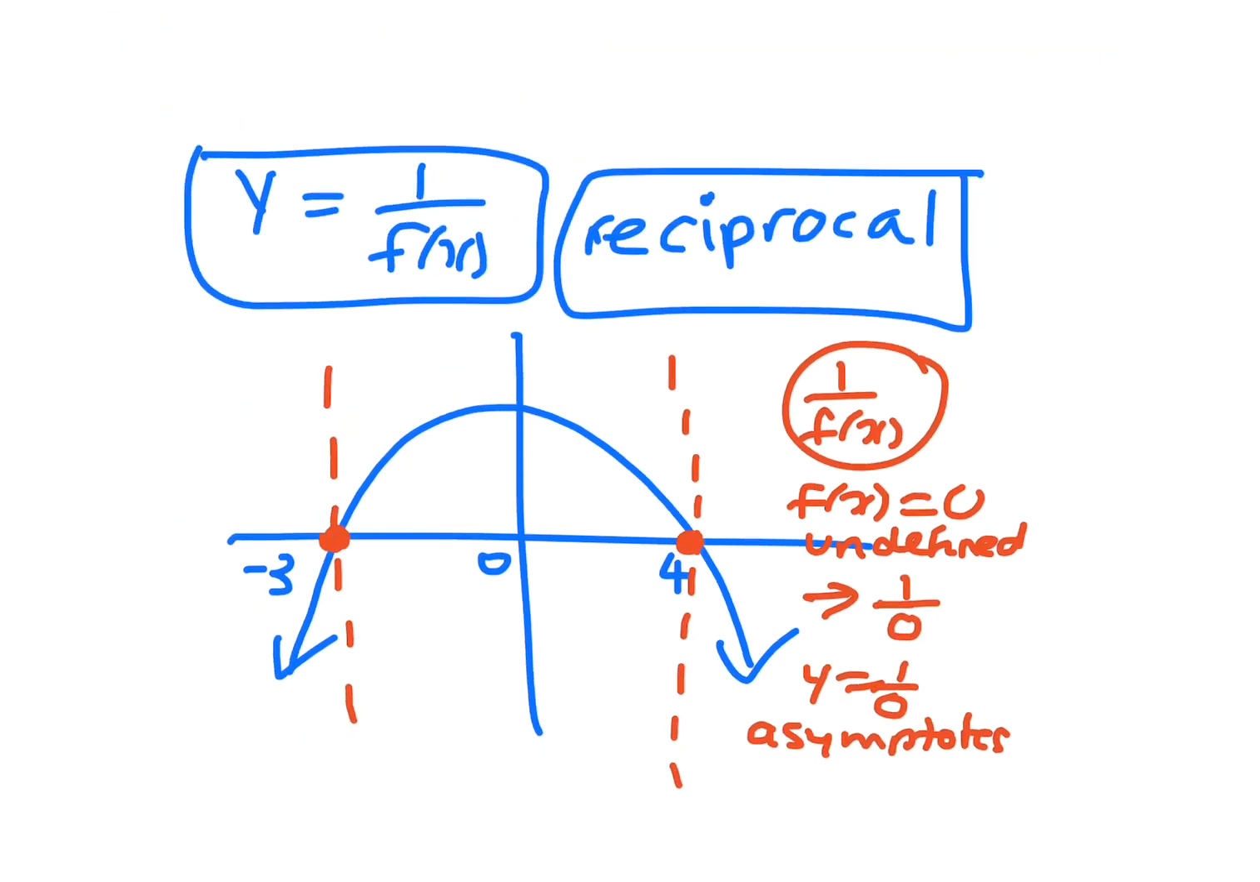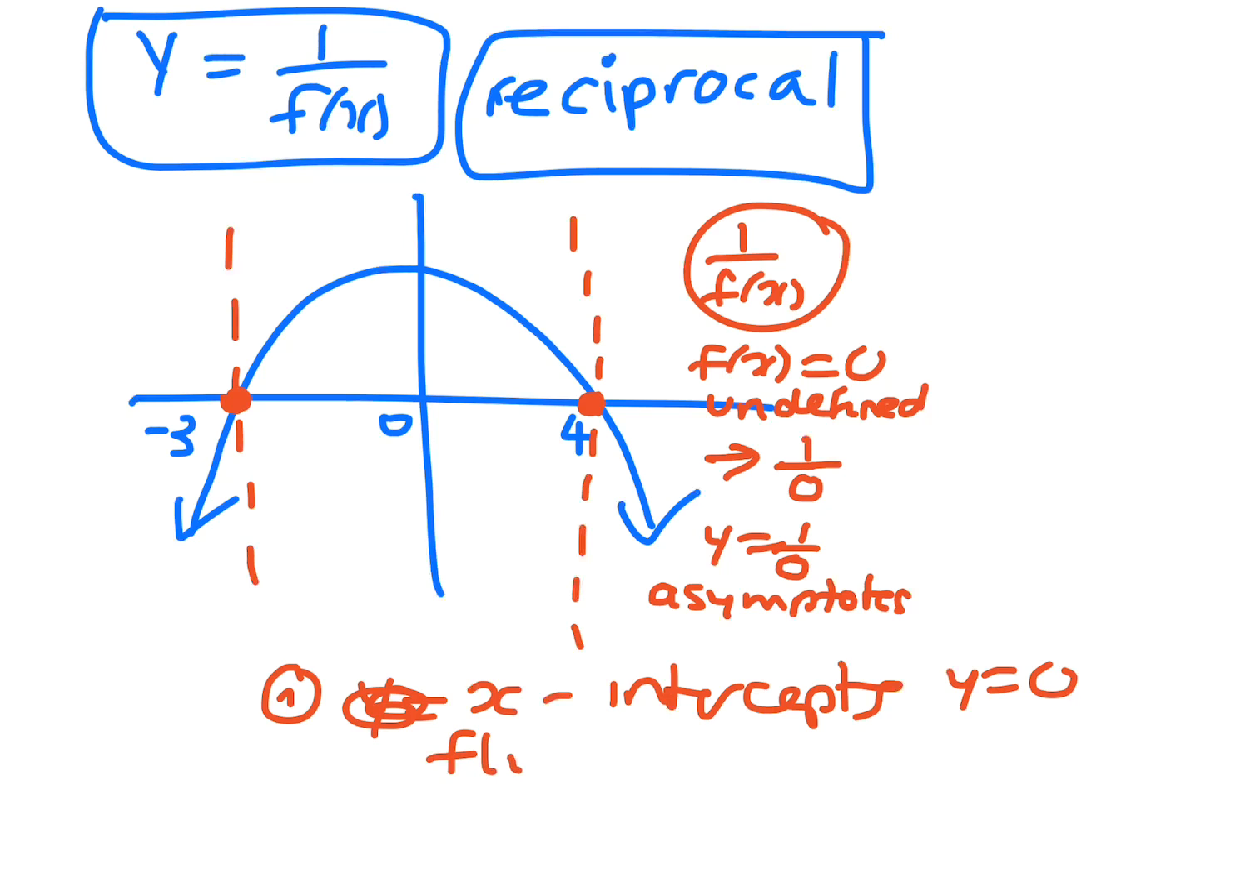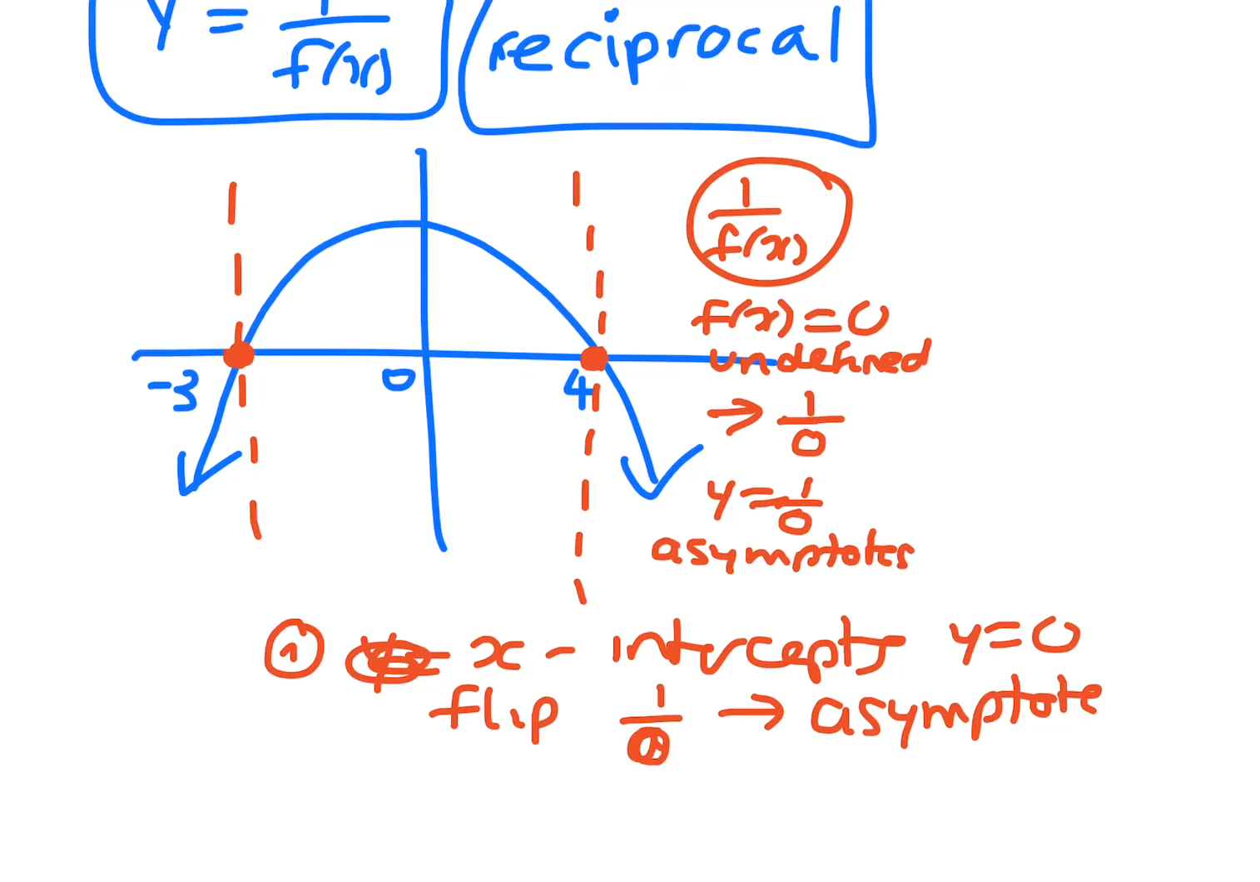So step 1 when you're doing the reciprocal graph is to get the x-intercepts, which is where y equals 0, and you flip them, so you get 1 over 0, and this will become an asymptote. So there is an asymptote at the x-intercepts.